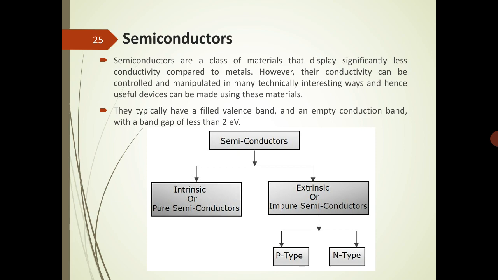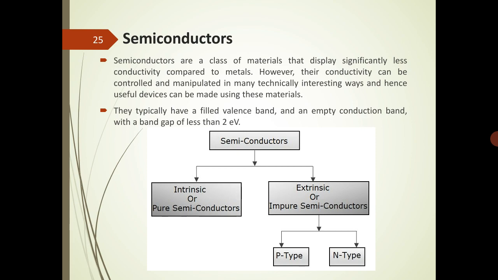A semiconductor is a class of material which partially conducts the current. Here the conductivity can be controlled and manipulated in many technically interesting ways. They have a filled valence band and an empty conduction band with a band gap of less than 2 electron volt. The semiconductors are classified into two types: one is intrinsic semiconductor and another one is extrinsic semiconductor.